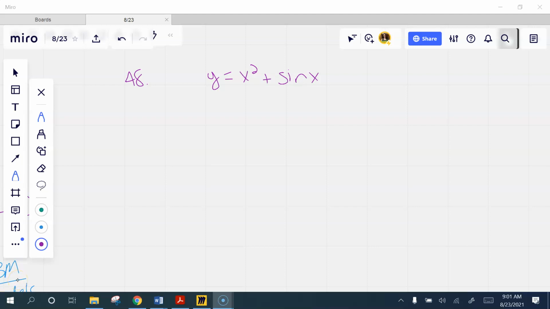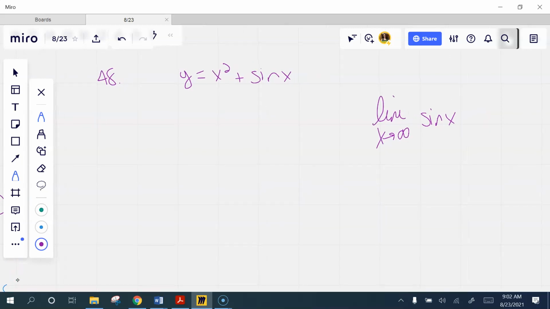Everybody's asking what's the sine of infinity. So if I approach infinity of sine x, what happens? It's oscillating between negative and positive, and it doesn't go anywhere. Right. It's not going to exist.